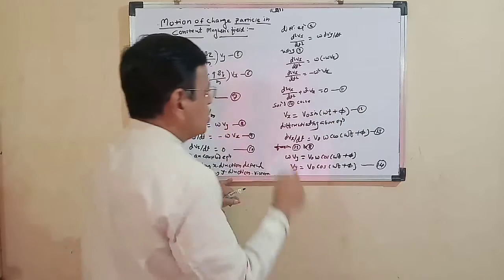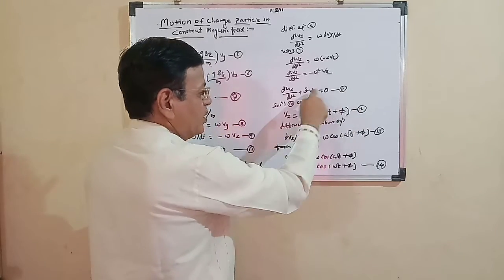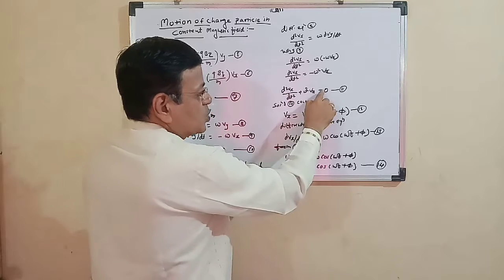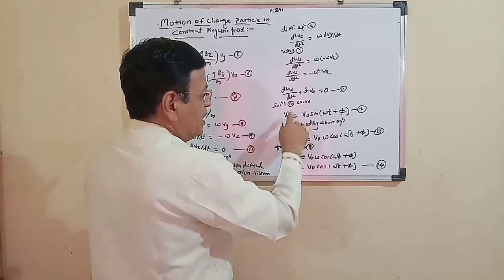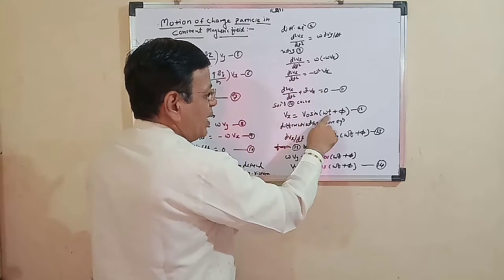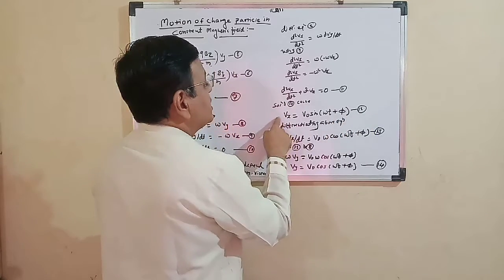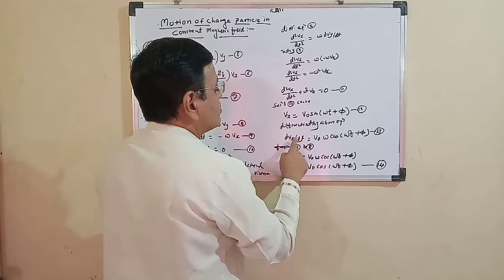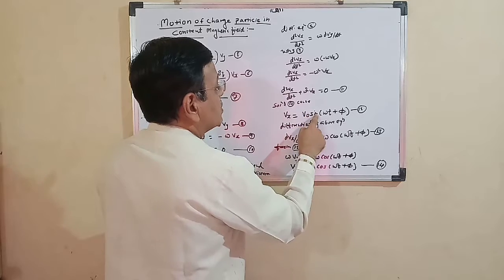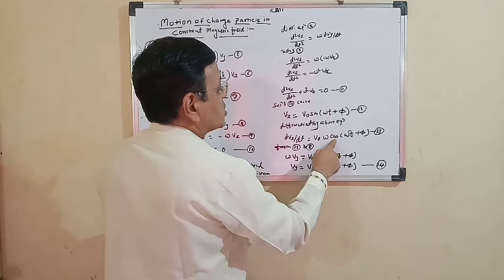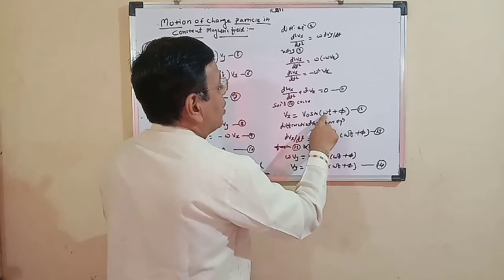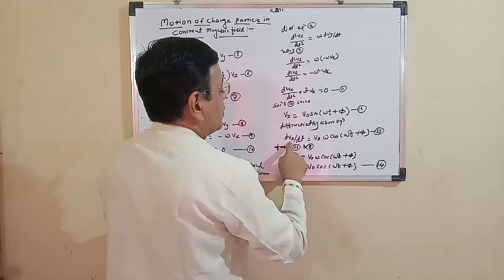So the solution of this equation 11, because this is a differential equation, is vx is equal to v0 sine of omega t plus phi. Call this equation number 12. So differentiating this equation, we have to get dvx by dt is v0, the derivative of sine is cos of omega t plus phi, and the derivative of omega t is nothing but omega. So we have to get dvx by dt.